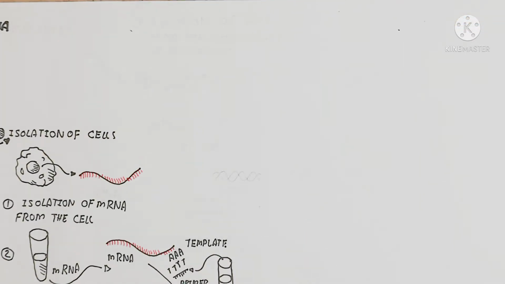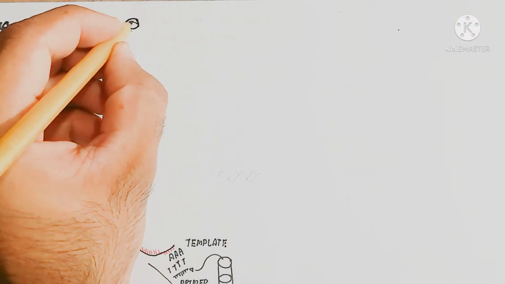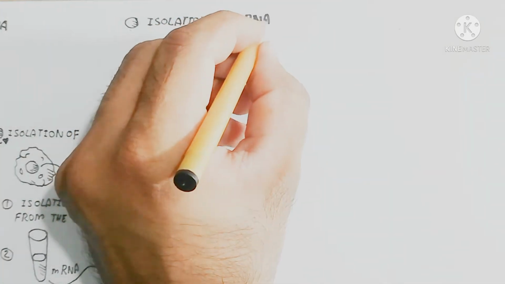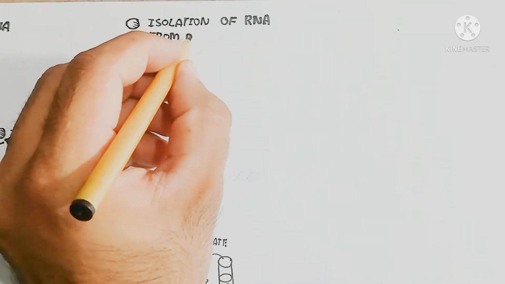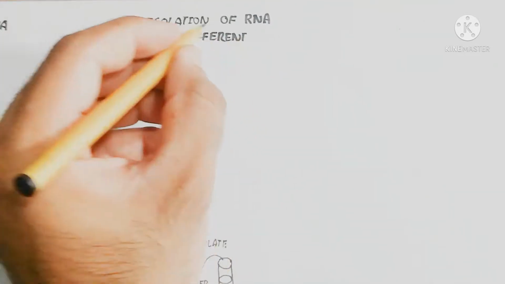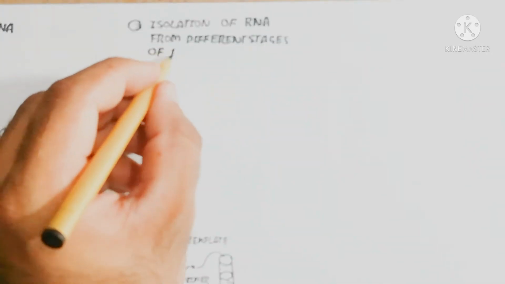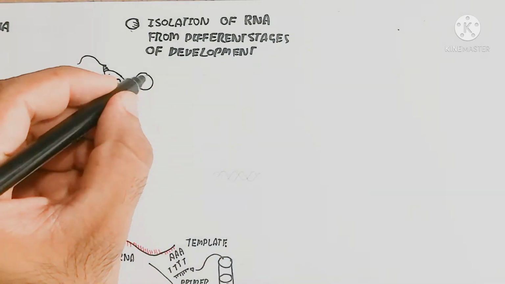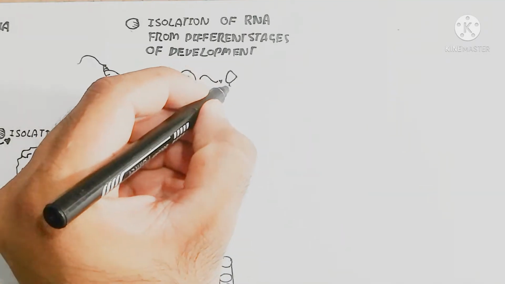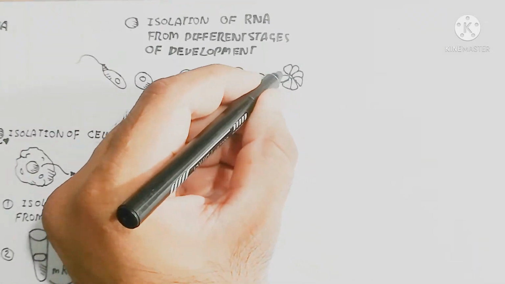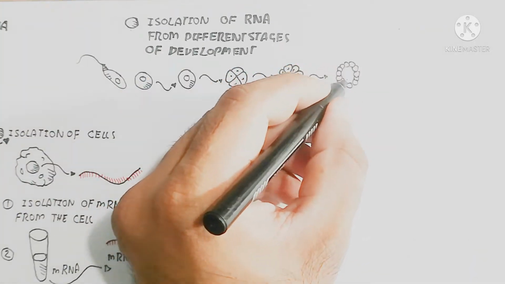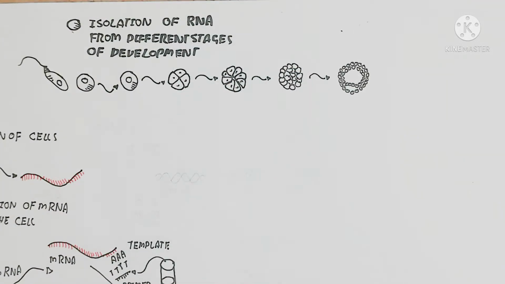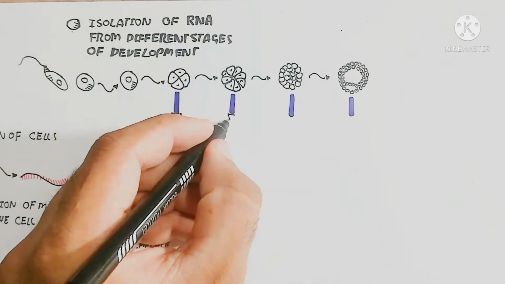So let's begin to understand the application of isolating RNA from different stages of development. During fertilization, sperm and egg fuse, haploid to diploid, to become a zygote. When the zygote divides, through each division from cleavage to morula, blastula and gastrula, we can check the activation and deactivation of the complementary DNA at every stage, and that is the technique we are using.